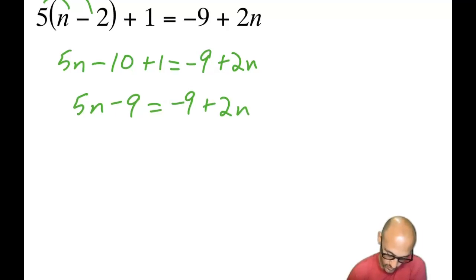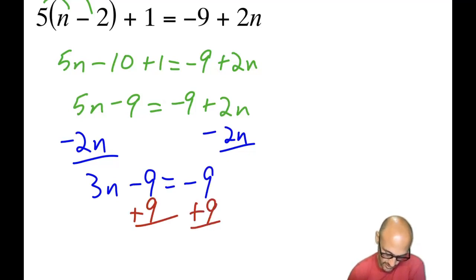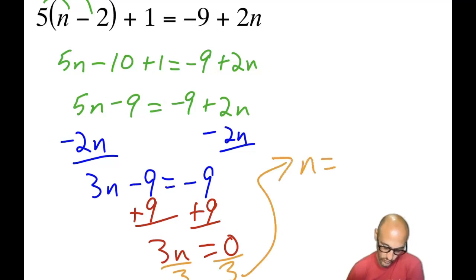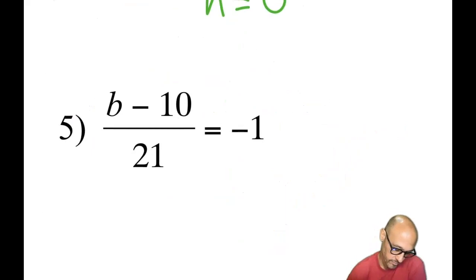Now I'm going to subtract 2n. Did I do something silly? I think I might have. We have 3n minus 9 equals negative 9. And adding 9 to both sides, I ended up with another situation. Divide by 3, and we get n equals 0. Two variables equal 0 in a row, that's kind of weird, but I guess it can happen.